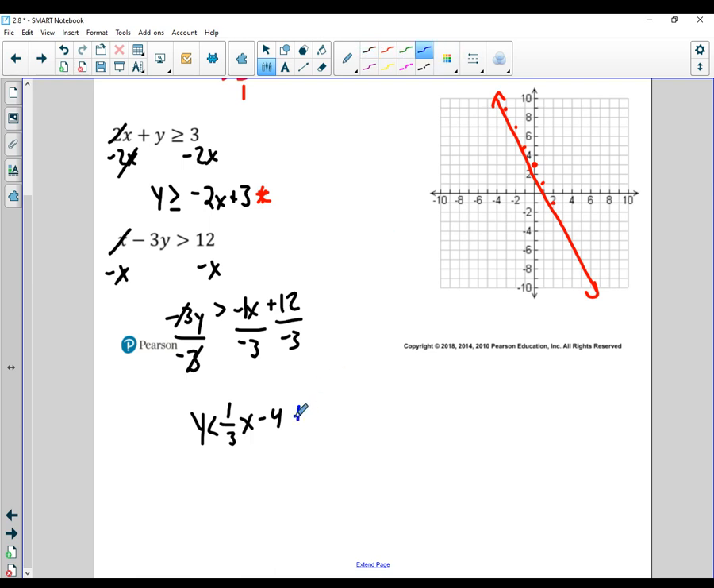And now we can graph this one as well. So we're at negative 4. And then we have a slope of 1/3. So up 1, over 1, 2, 3. Up 1, over 1, 2, 3. Down 1, to the left 1, 2, 3. And again, I went this way because I want a positive slope, so I want to be going uphill. And this line happens to be dotted.